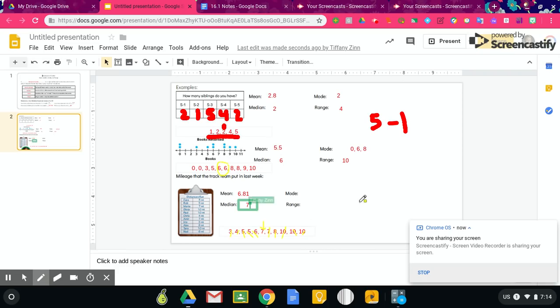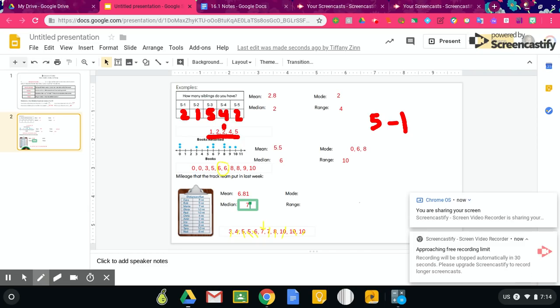The mode, there's several numbers that repeat because the 5 repeats, the 7 repeats, but the most repeated number is 10. And then the range would be 10 minus 3, so 7. Make sure you got all of that copied down and then glued in your notebook.